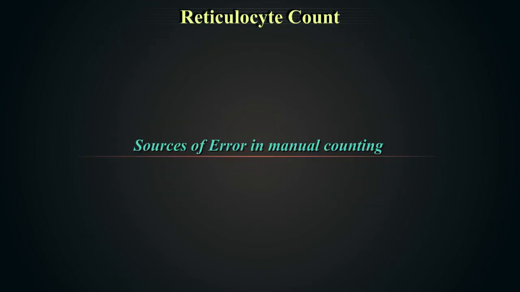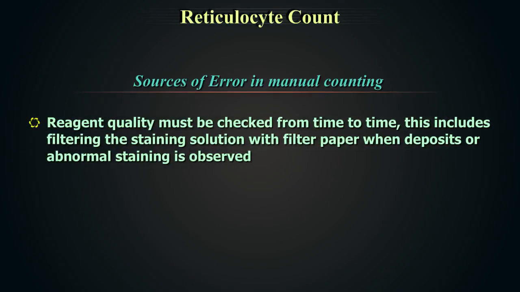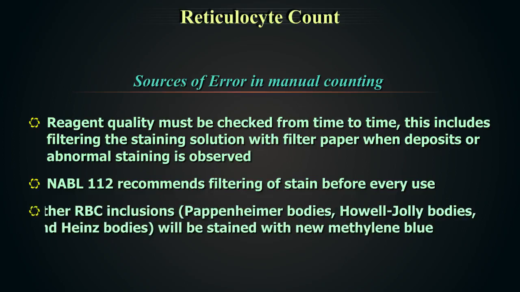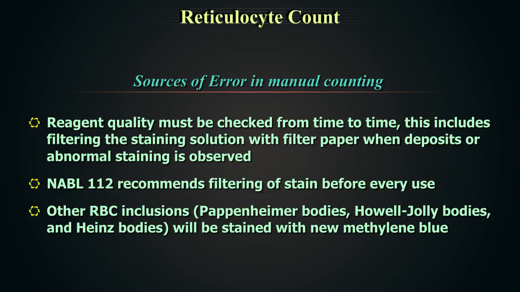Now, what are the sources of error in manual counting? Reagent quality must be checked from time to time. This includes filtering the stain solution with filter paper when deposits or abnormal staining is observed. NABL 112 recommends filtering of stain before using every time. Other RBC inclusions like Pappenheimer bodies, Howell-Jolly bodies, and Heinz bodies will also be stained with new methylene blue.